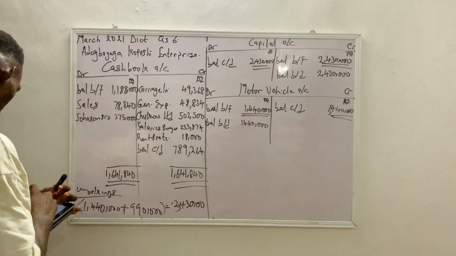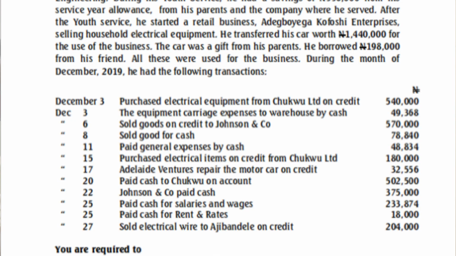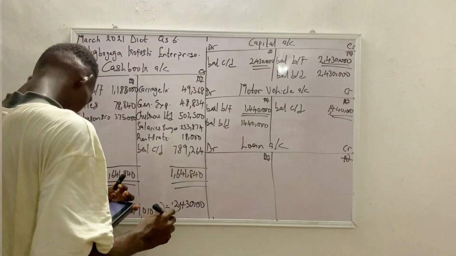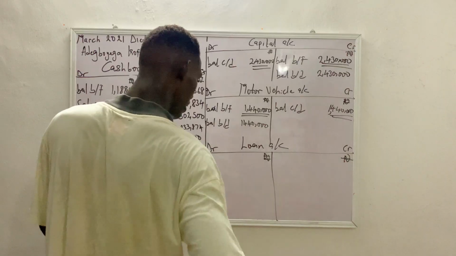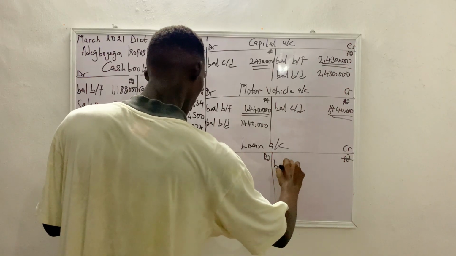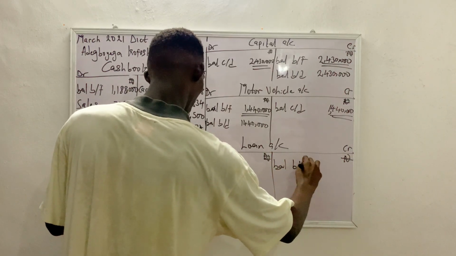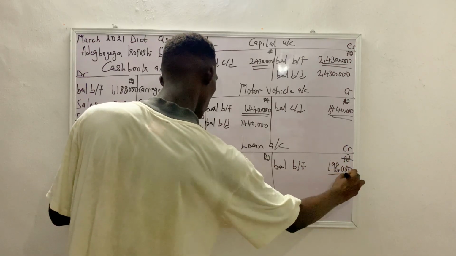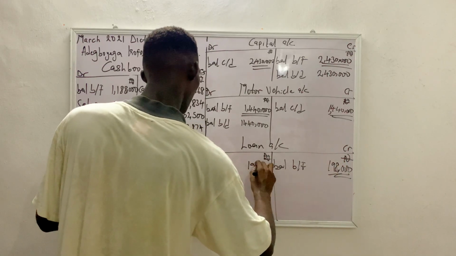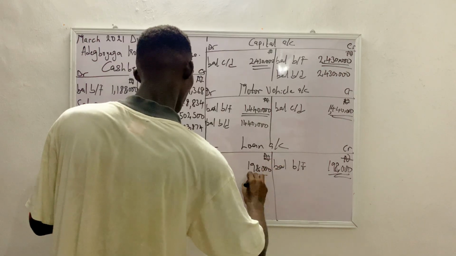Next, looking at the question, the next thing in line is to open our loan account. Loan account. Loan being a liability, we have a credit balance. So this is where our balance brought forward is going to appear on. And that's just what, 198. That's the end for loan for this period.